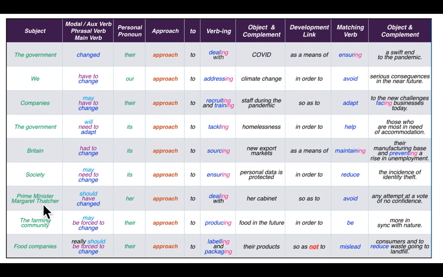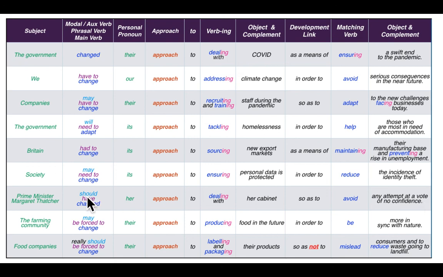Prime Minister didn't like the way she was treating them. That was a big part, that wasn't the only reason, but it was a significant contributing factor to why Margaret Thatcher had to resign. So Prime Minister Margaret Thatcher should have changed her approach to dealing with her cabinet so as to avoid any attempt at a vote of no confidence. A vote of no confidence is when the government or the opposition say, "You're rubbish, get off," and they vote you out. They can vote you out as well, and then you kind of have to resign, really.